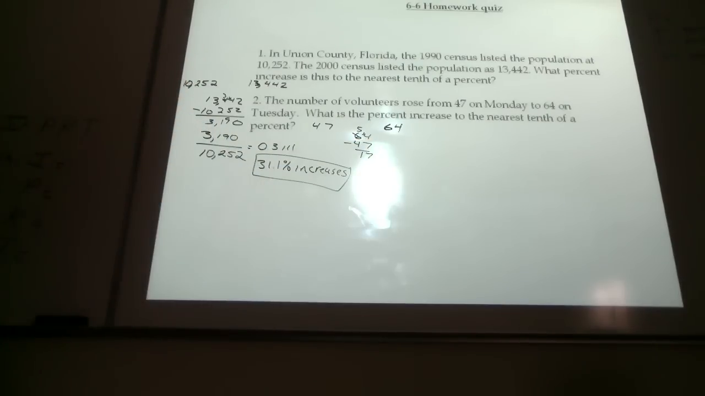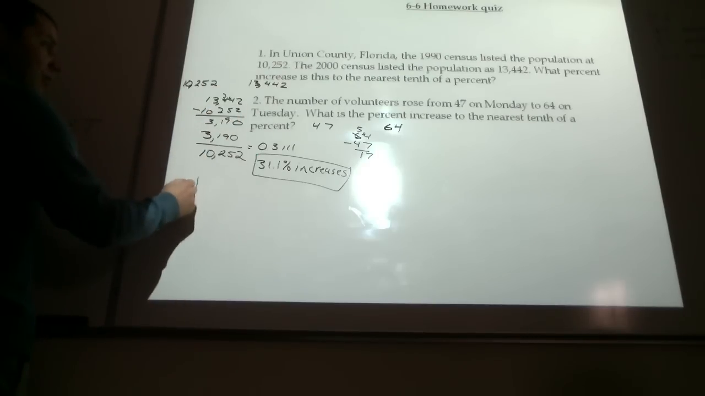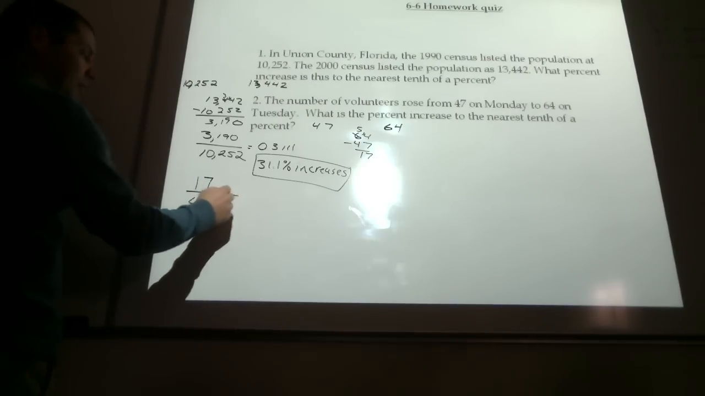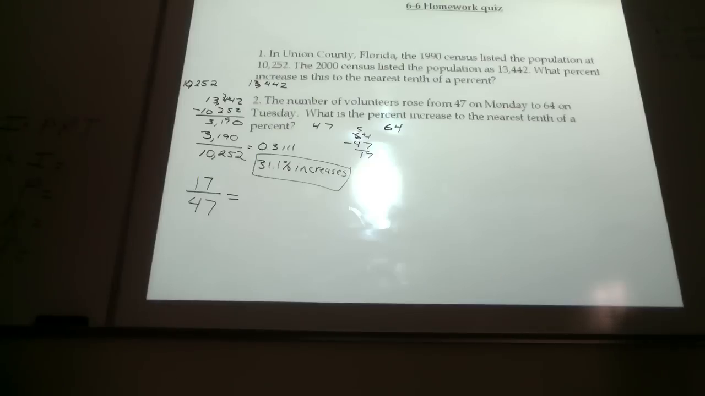That's 17. So we had 17 more than where we started. So to find our percent increase in this case, we take our increase and we divide it by the original number. And we're good to go.